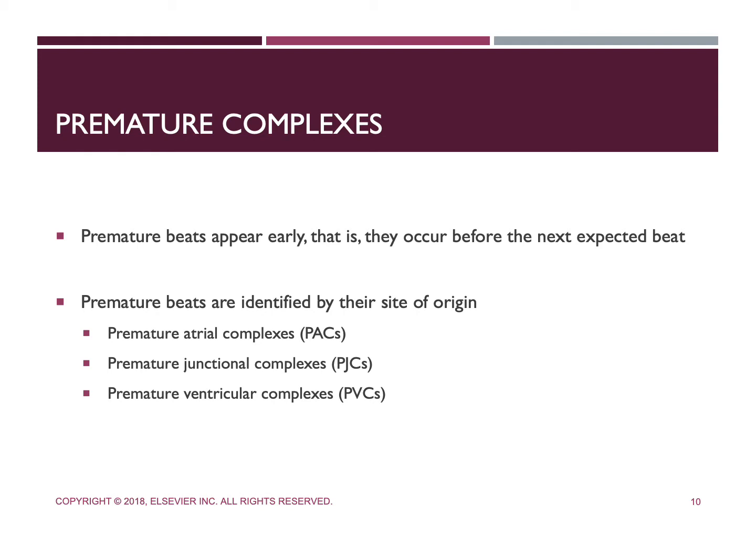These premature beats are identified by their site of origin. We may have premature atrial complexes, which are PACs, premature junctional complexes, PJCs, or premature ventricular complexes, which are PVCs. Wherever the beat arrives early, that site is how we identify what that premature complex is.